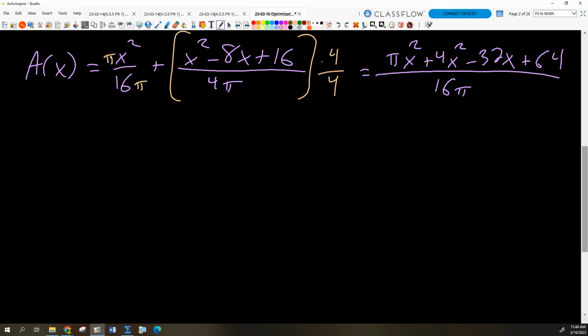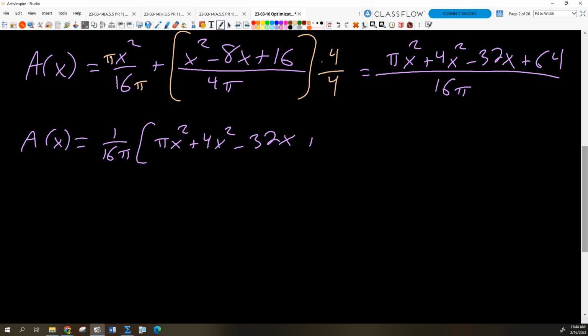And just differentiating this then is pretty easy. Let's pull the constant out. And I could combine those into one term if I want to also. Those are like terms. But let's not. So there's our function, and we have our domain. So let's differentiate.